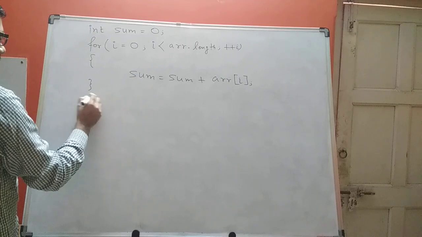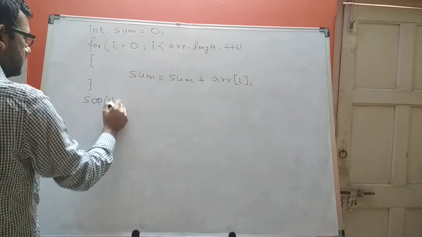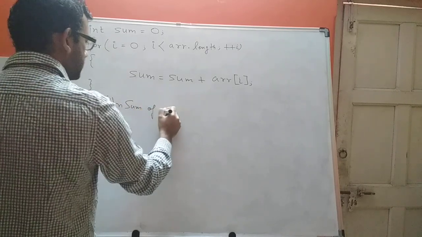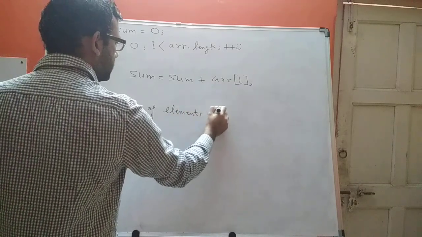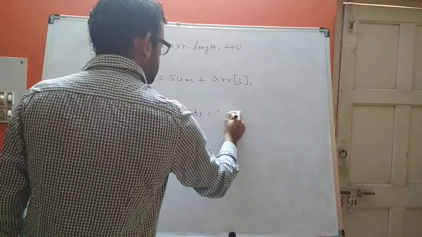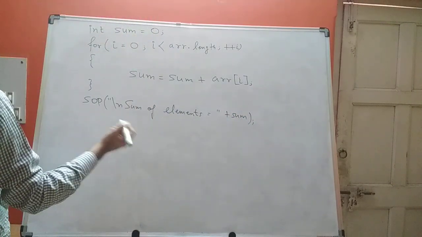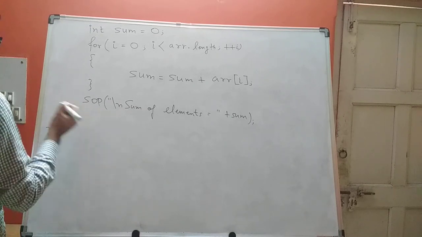And after I found the sum, I'll simply print out the value. So I'll say "sum of elements is equal to" plus sum. Okay, that's it. That's the end of my program. So this will bring an end to the main method and this will bring an end to the class.